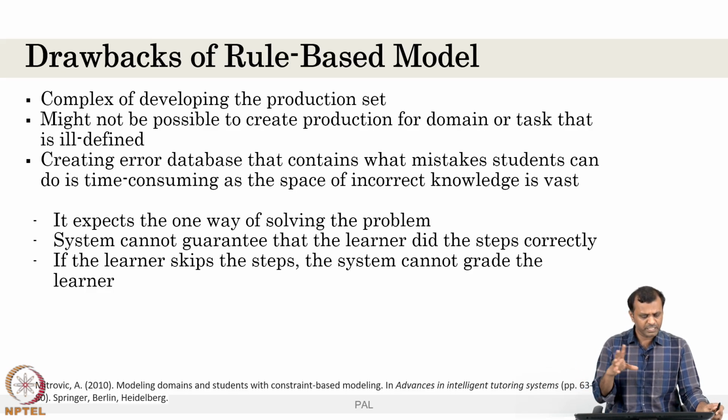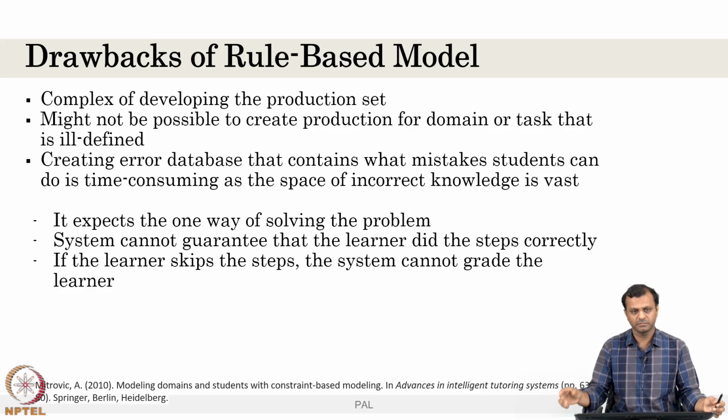So the rule-based model has strict rules, that's why it's called rules, and it says that you have to follow this, you have to take this particular step next, you cannot skip it. And if you do it wrong, if it is in my buggy rule, I give the answer. If it's not in my buggy rule, I can't give any answer, so you have to try again. Okay, those are the drawbacks.